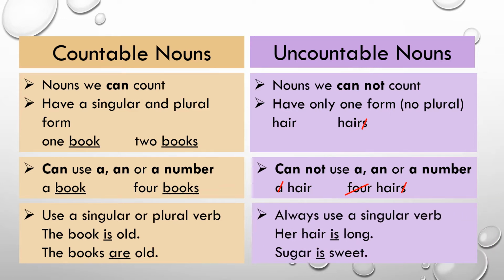We always use a singular verb to them. Her hair is long. Sugar is sweet. Kita juga gunakan verb singular untuk uncountable. Contohnya, her hair is long. Sugar, uncountable, is sweet.